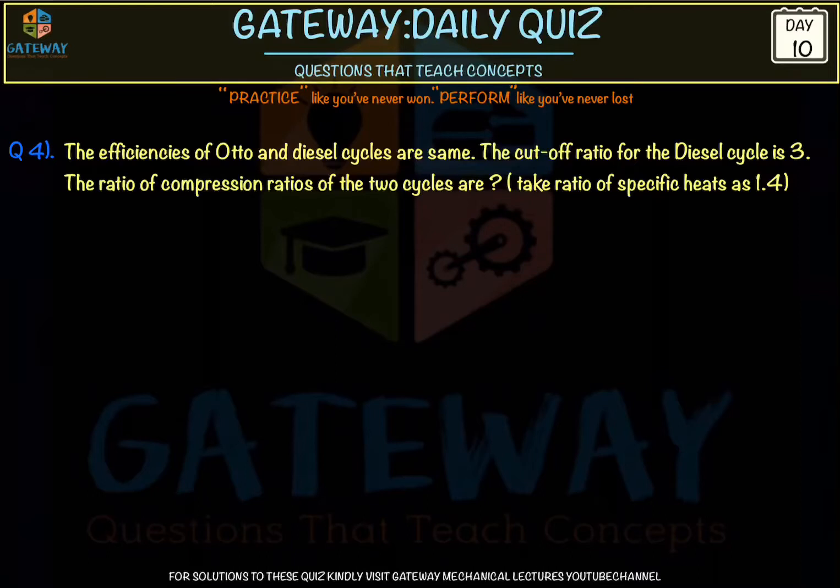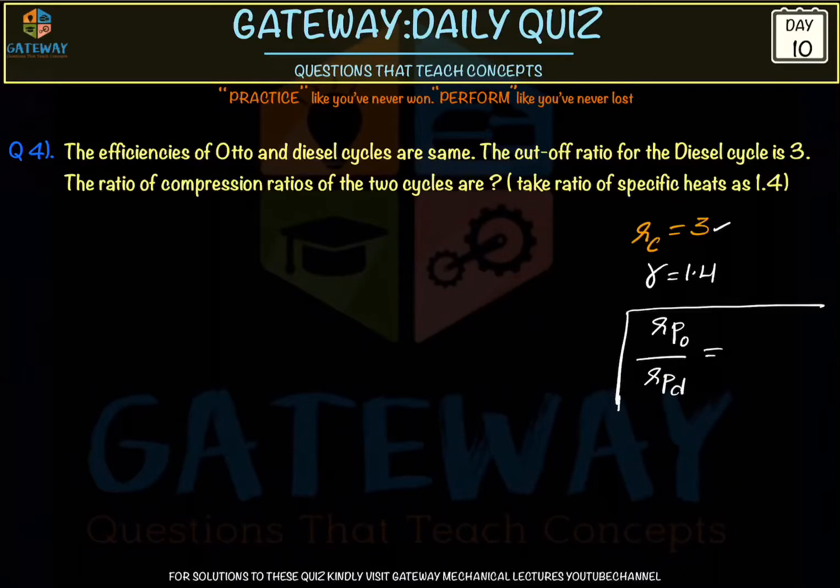The efficiency of Otto cycle and efficiency of diesel cycle are the same. The cutoff ratio of the diesel cycle, denoted by Rc, is given as 3. Also gamma is assumed to be 1.4, and we are to calculate the ratio of the compression ratios of the two cycles. So we need to calculate the compression ratio of Otto cycle to the compression ratio of diesel cycle. That is what we need to calculate.